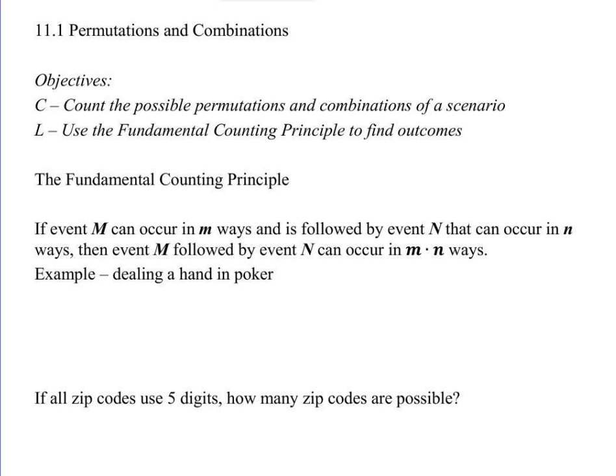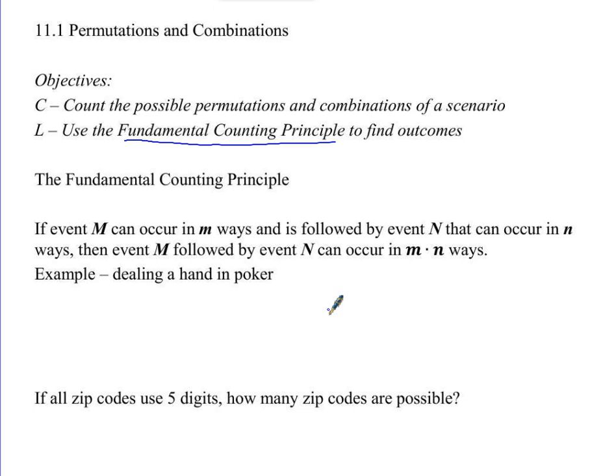So what we're doing is counting the possible permutations and combinations for a scenario. We're going to be using the fundamental counting principle to find the outcomes. We've already learned the fundamental counting principle from the stuff that we've been doing, so hopefully you have a good understanding of it. Here is the definition of the fundamental counting principle right here.